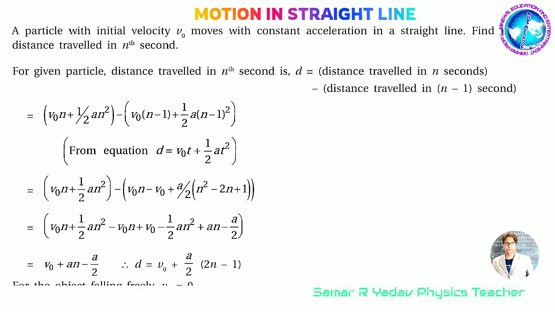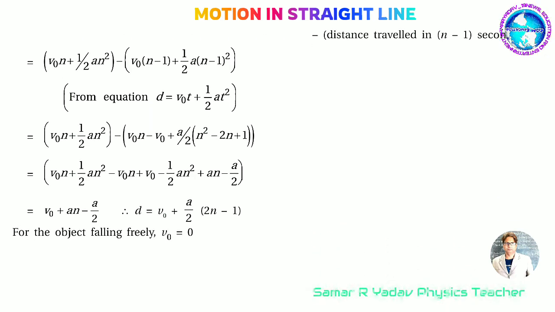From the equation d is equal to v0t plus 1/2 at square, equal to (v0 n plus 1/2 a n square) minus (v0 n minus v0 plus a by 2 (n square minus 2n plus 1)), equal to v0 n plus 1/2 a n square minus v0 n plus v0 minus 1/2 a n square plus a n minus a by 2, equal to v0 plus a n minus a by 2. Therefore d is equal to v0 plus a by 2 (2n minus 1). For an object falling freely, v0 is equal to 0.